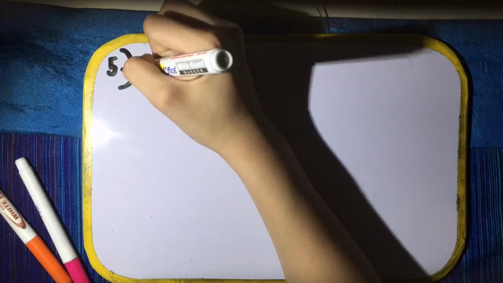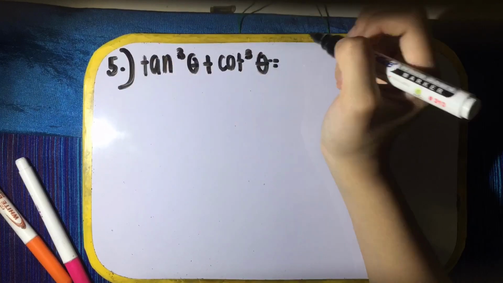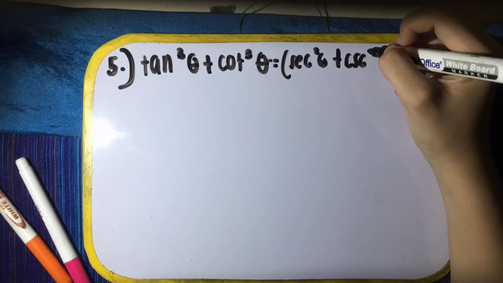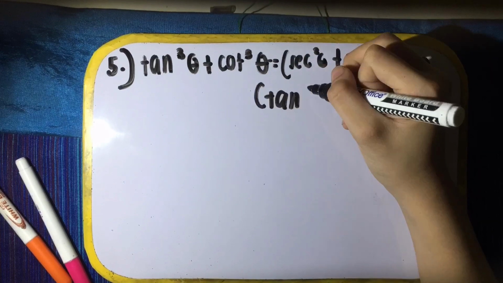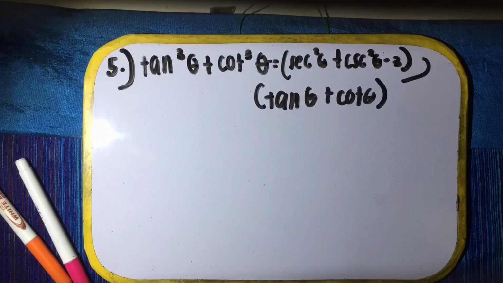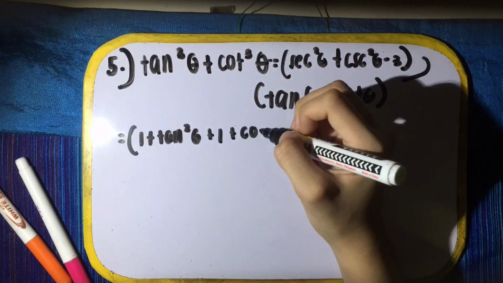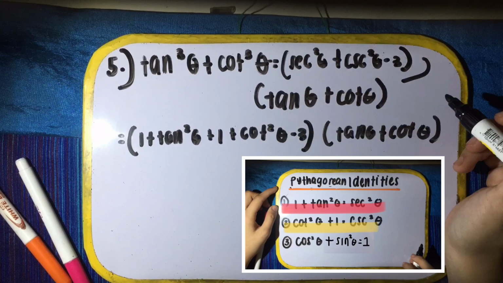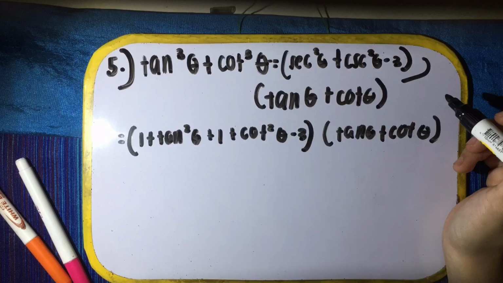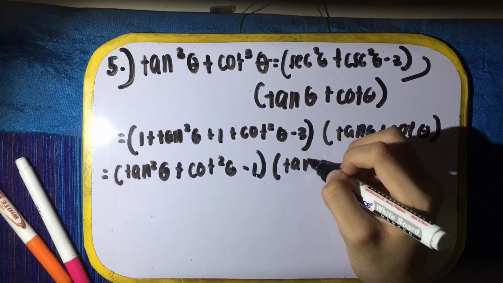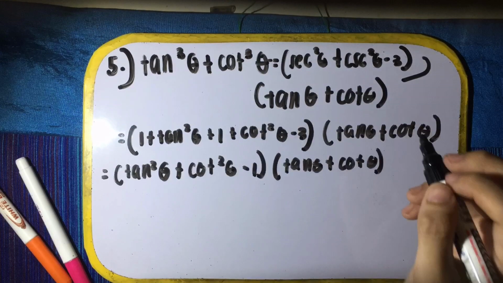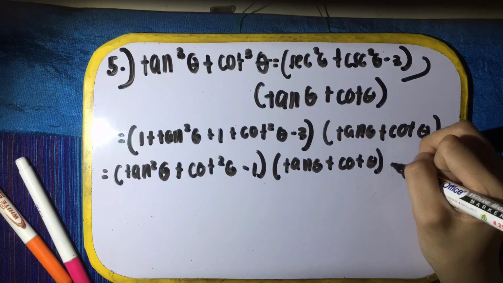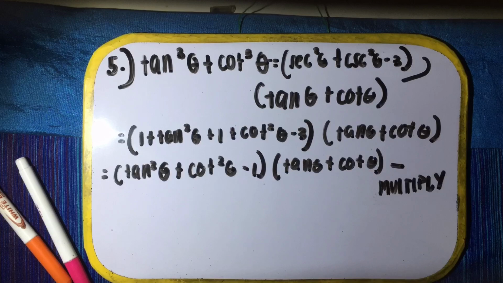For example number 5, tan cube beta plus cot cube beta is equal to secant squared beta plus cosecant squared beta minus 3 times tan beta plus cotangent beta. First, we will apply the Pythagorean identity to the right side and change secant squared beta plus cosecant squared beta minus 3 to 1 plus tan squared beta plus 1 plus cot squared beta minus 3. And then combine the like terms and it will become tan squared beta plus cot squared beta minus 1. Now, we can multiply it to tan beta plus cot beta.